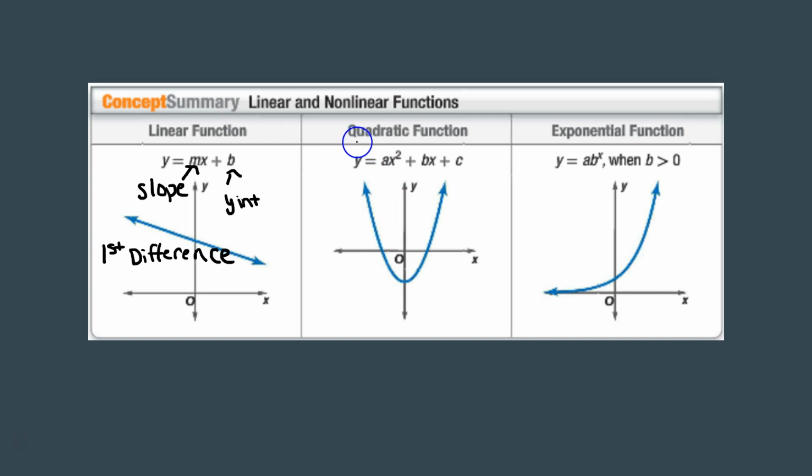Alright, then we have quadratic functions, which is when we have y is equal to ax squared plus bx plus c. And like I said, this is going to make like a U. This is called a parabola. And these kind of functions you're going to get on our second difference.